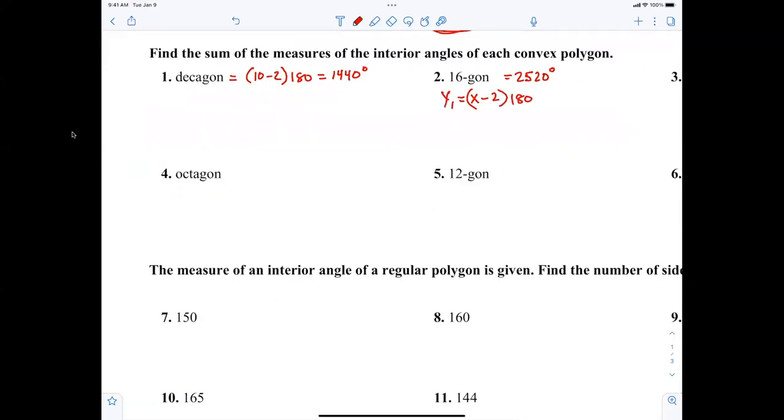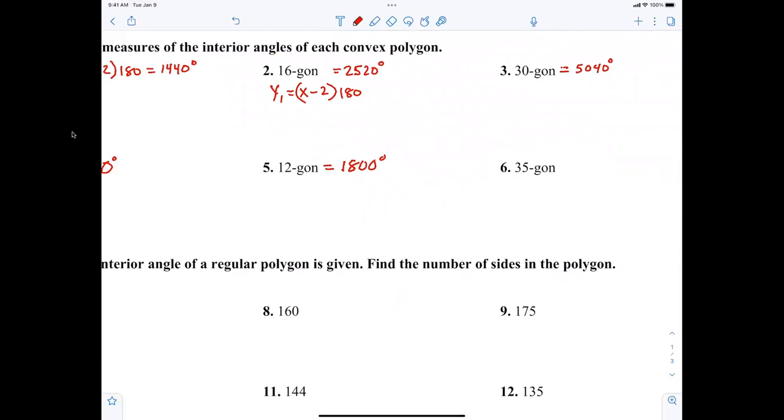An octagon has how many sides? 8. So help me out. Where's your calculator? Here, use this one for now. Come on, you're holding me up. Let's go. What was my octagon? 1,080. What's a 12-gon? Tell me. 1,800. And then a 35-gon. Someone else. 5,940. Anybody else get 5,940?